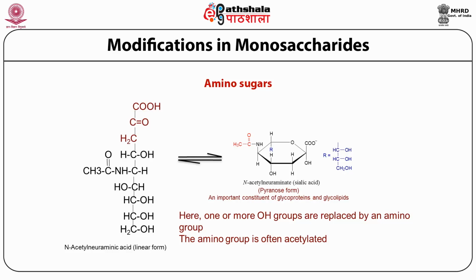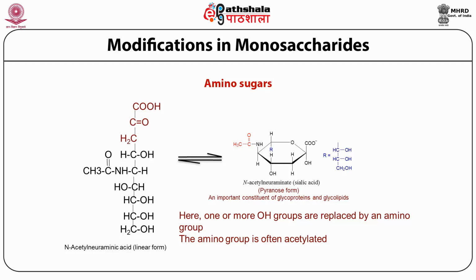Here, one or more hydroxyl groups have been replaced by an amino group, which is often acetylated. So if you look at the linear structure of N-acetylneuraminic acid, you will notice that it is actually derived from N-acetylmannosamine and pyruvic acid. The upper part of the linear structure, which is colored in maroon, is the pyruvic acid component of N-acetylneuraminic acid, while the rest of it is the N-acetylmannosamine component.